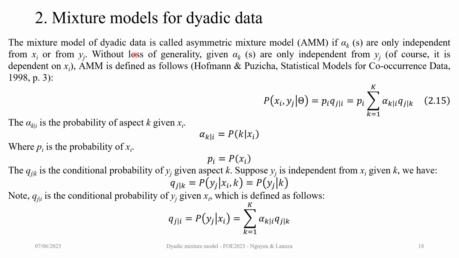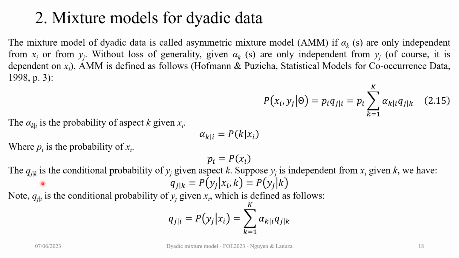The mixture model of dyadic data is called asymmetric mixture model AMM if alpha k is only independent from Si or from Yj. Without loss of generality, given alpha k, it is only independent from Si. AMM is defined by equation 2.15. Alpha k given i, we call that alpha k given i is the probability of k given si, where pi is the probability of si here.